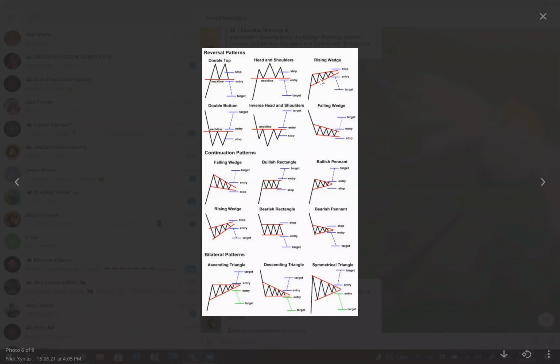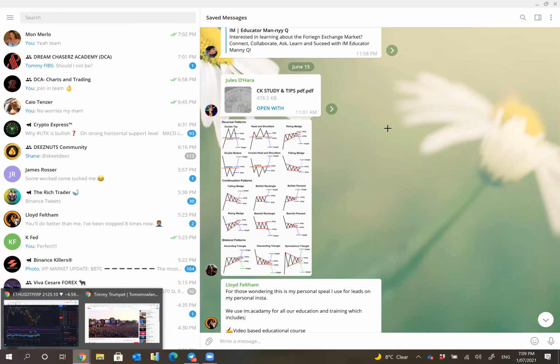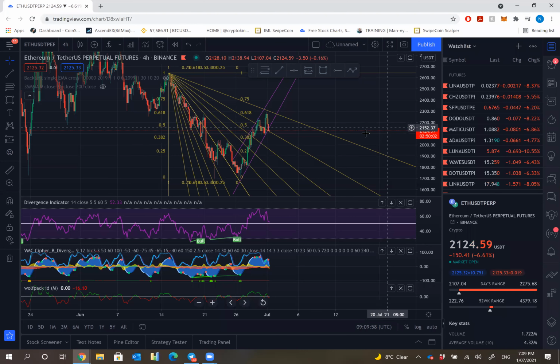You've got your double top, your rising wedge. I'm sure we've all heard of the inverse head and shoulders, your head and shoulders, your wedges, your triangles. So you have to be able to recognize these patterns. They're not hard to remember. They're all basically the same thing. And you have to be able to recognize how to spot them in a chart.